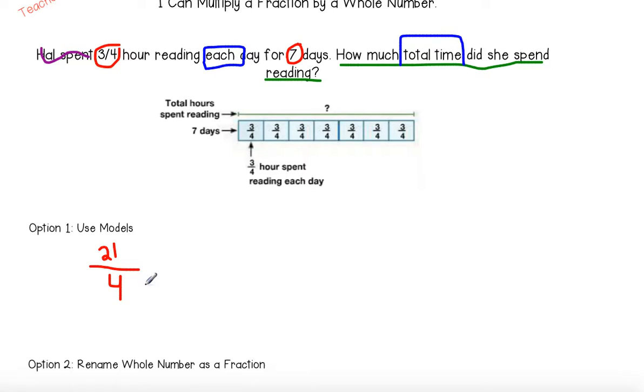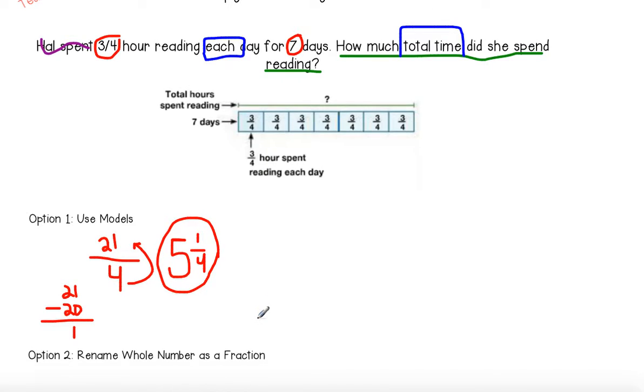As we know, this is an improper fraction, so we need to turn it into a proper mixed number, asking ourselves how many times 4 goes into 21. 4 goes into 21 5 times without going over because 5 times 4 is 20. When I subtract my 20 from 21, which I got from 5 times 4, I have 1 left over, which means 5 and 1/4 would be my answer. Okay? So that's if you used a model.